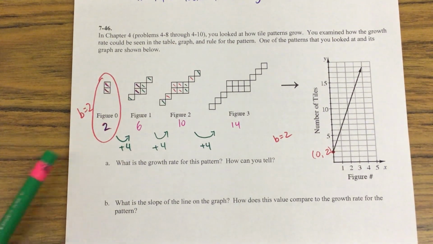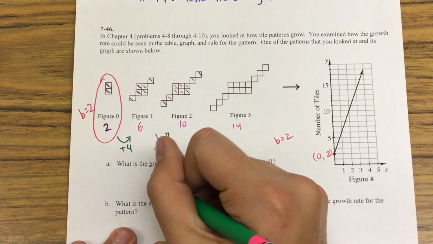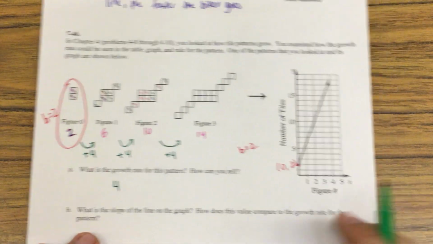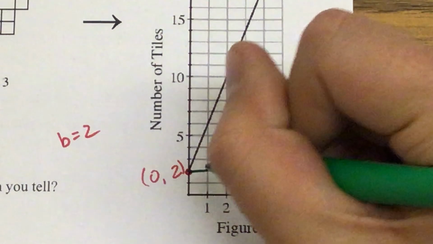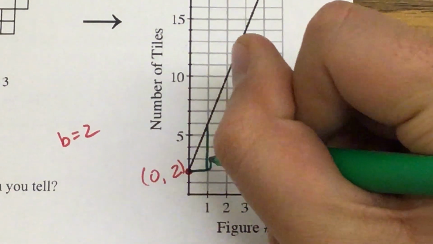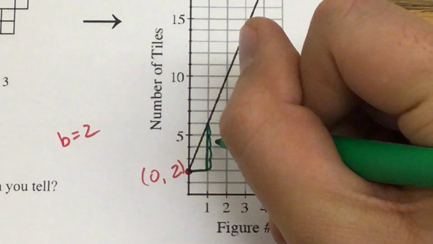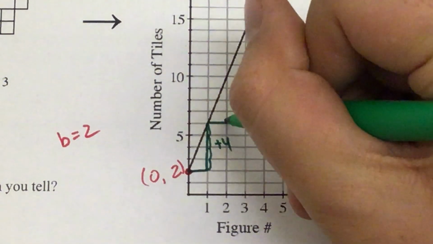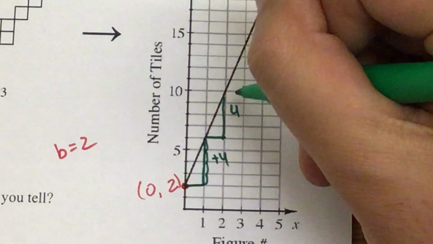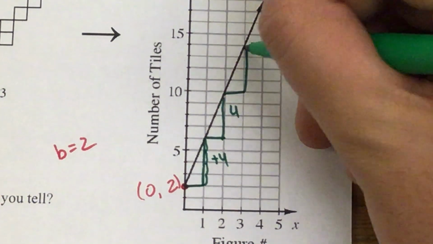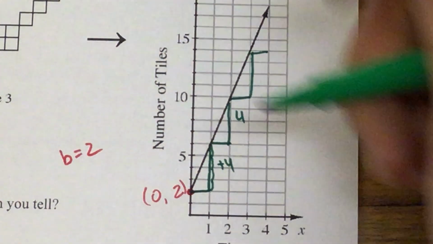What's the growth rate of this pattern? Well, we already talked about this. It's a growth rate of 4. So 4. How do you tell? Well, let's look at the graph. We go over 1, up what? 1, 2, 3, and 4. Over 1, up 4. Do you see that growth triangle? That's right. Over 1, up 4.